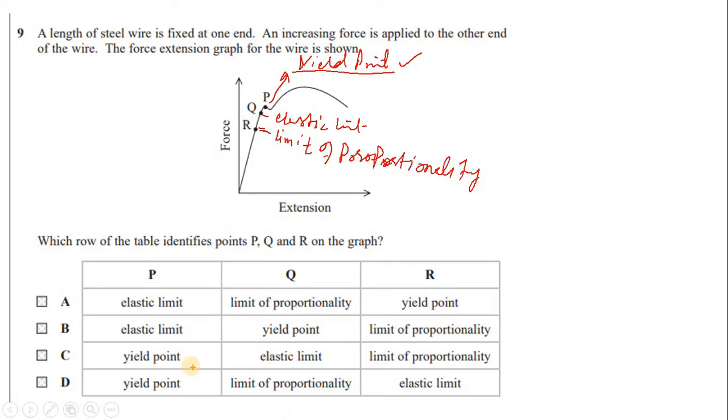So P is your yield point. That means A and B are gone because P cannot be the elastic limit. So this is the yield point, and Q is the elastic limit. So that means your option is C.